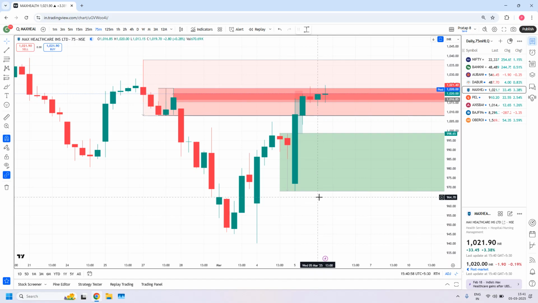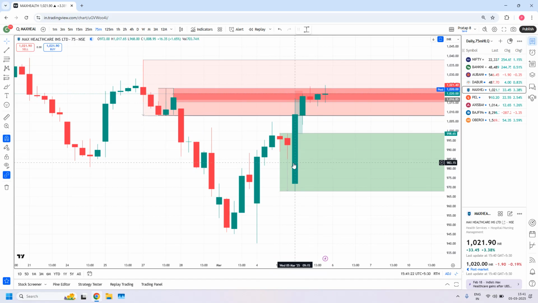Obviously, because the 75-minute zone came before the 15-minute zone. That's why you have to give first priority to the 75-minute zone. There is no other option. Generally what happens, 15-minute zones we get before 75. But in this situation, the 75-minute zone came before the 15-minute zone. And inside this 75, the 15-minute structure is not good.